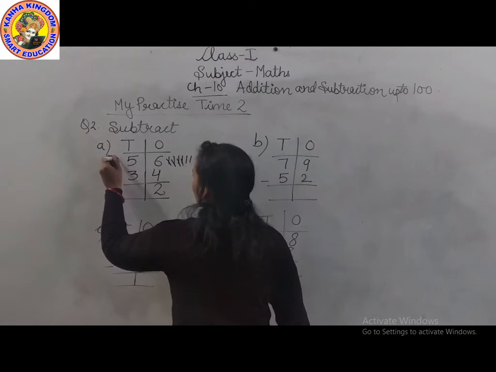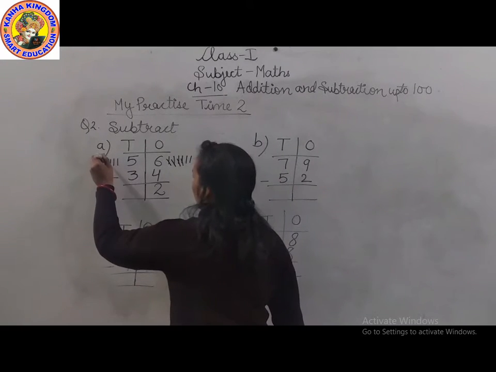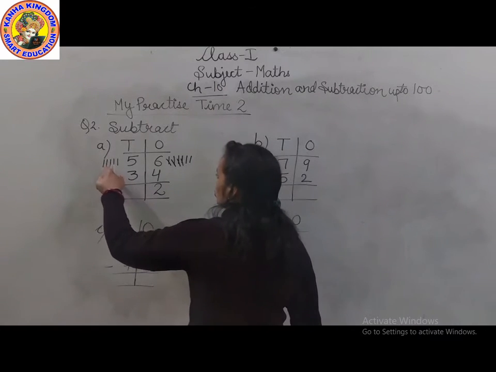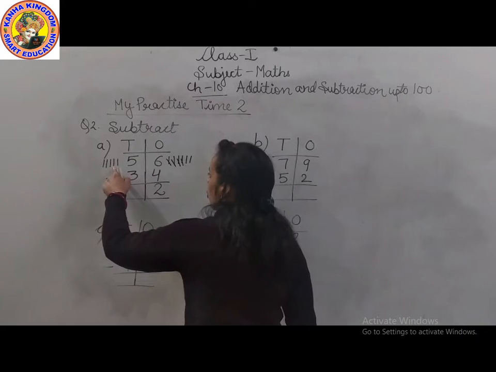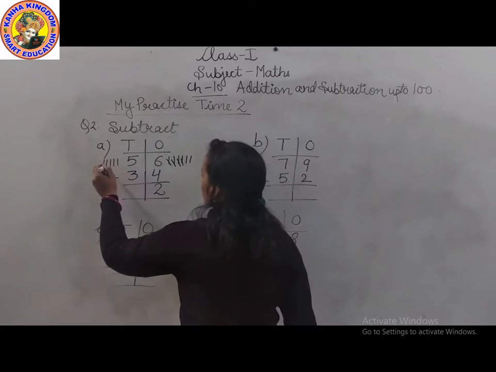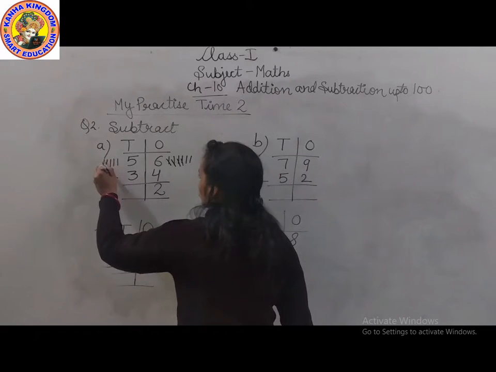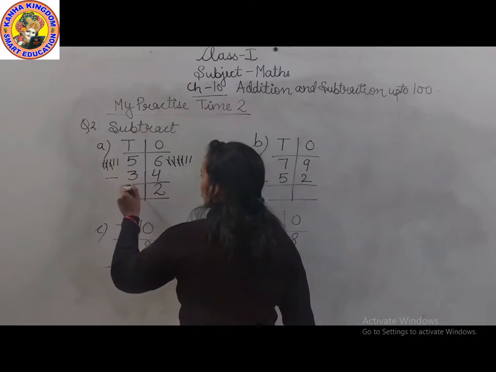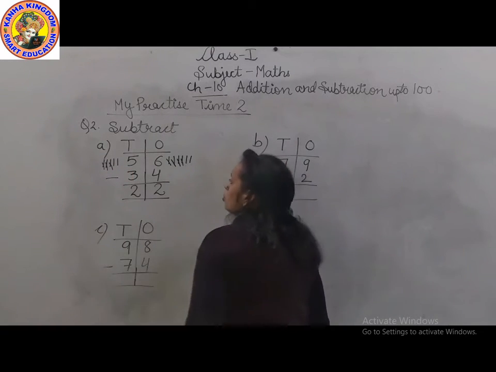Now 5 minus 3. How many are left? 5 minus 3 equals 2.